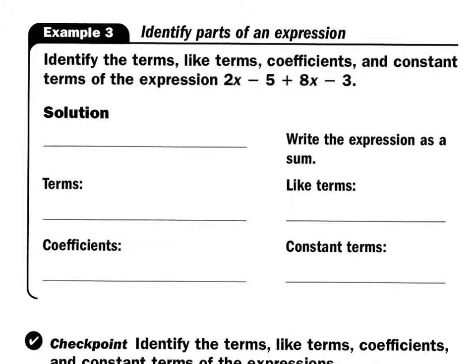Let's start with example 3 though. We're going to identify the parts of an expression. We're going to find the terms, the like terms, the coefficients, and the constant terms in this expression.